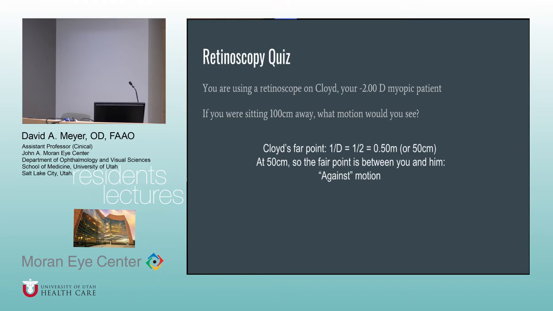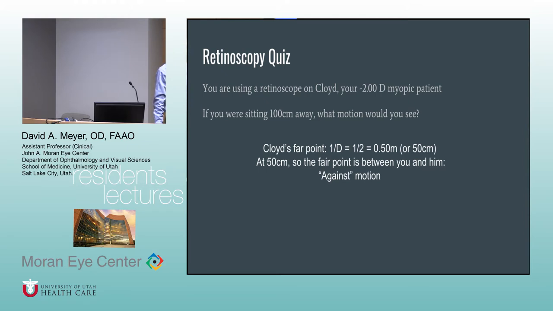So Cloyd's far point, 1/2. So his far point's at 0.5 meters or 50 centimeters. This is his clearest spot of vision, because you just take the inverse of whatever their refraction is in diopters. If his far point's at 50 centimeters, but you're sitting 100 centimeters away, you will see against motion. He's got nothing in front of his eyes, and you see a little bit of against motion, so you know he's going to be myopic without him saying a word. Go ahead.